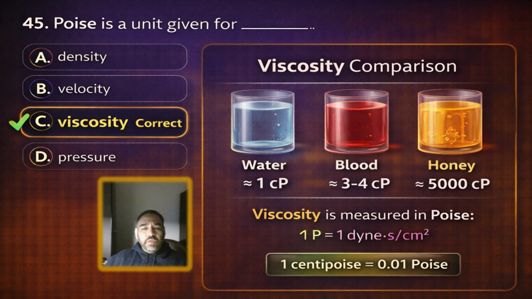Memory trick. So P is for poise, and it's designated with the letter P, and that just means it stands for the thickness of the fluid. So honey, for example, has high viscosity, it has higher poise. Water has low viscosity, has lower poise, and blood just sits in between those two.